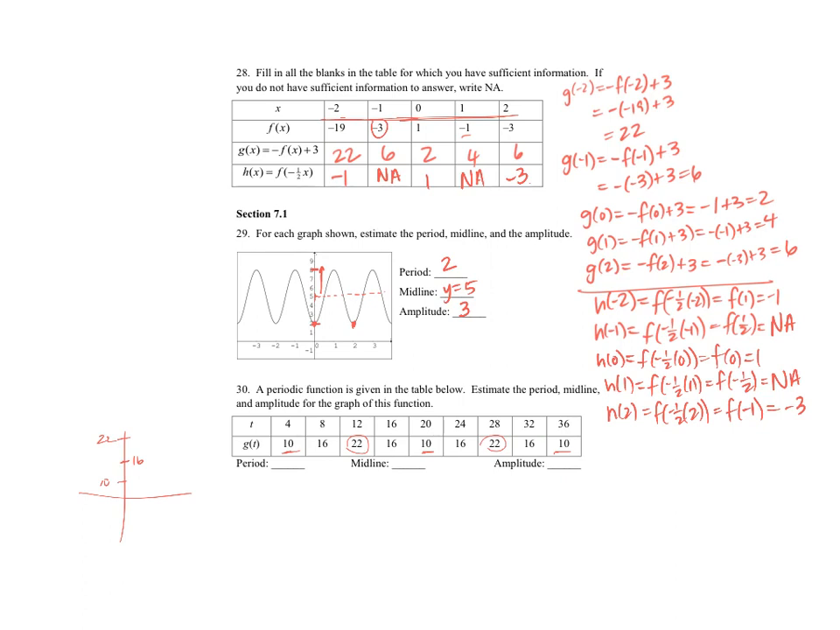So my midline is at y equals 16, and my amplitude is 6. That's the distance from the midline to either extreme. And then the period is going to be the distance from one minimum to the next minimum. So it looks like it goes from 4 to 20. So my period then is 16 because it's 20 minus 4. So here's a minimum, here's a minimum. And so those x values go from 4 to 20. That's a distance of 16.